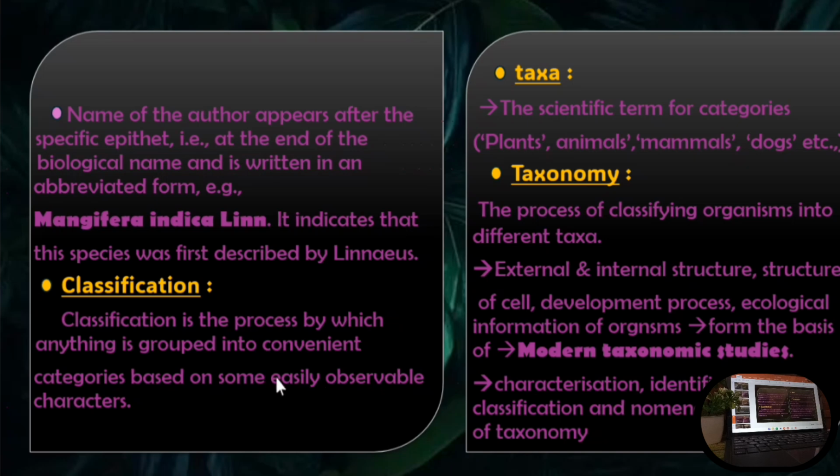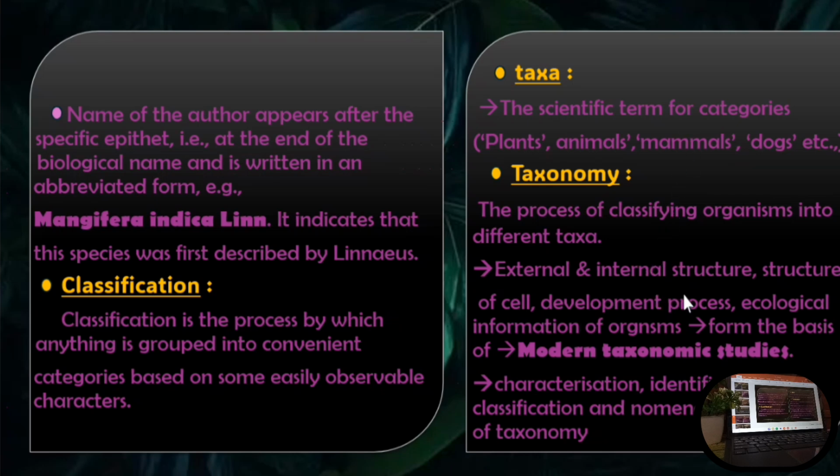Classification is the process by which anything is grouped into convenient categories based on some easily observable characteristics. And then is taxa. The scientific term for the categories at various levels is called taxa. For example, plants, animals, mammals, dogs, etc. Everything comes under taxa. And taxonomy means the process of classifying organisms into different taxa.